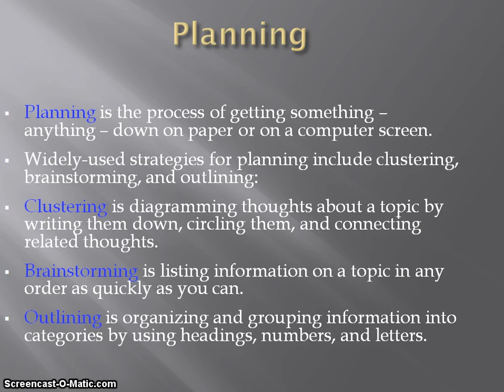Clustering is diagramming thoughts about a topic by writing them down, circling them, and connecting related thoughts. Brainstorming is listing information on a topic in any order as quickly as you can. Outlining is organizing and grouping information into categories by using headings, numbers, and letters.